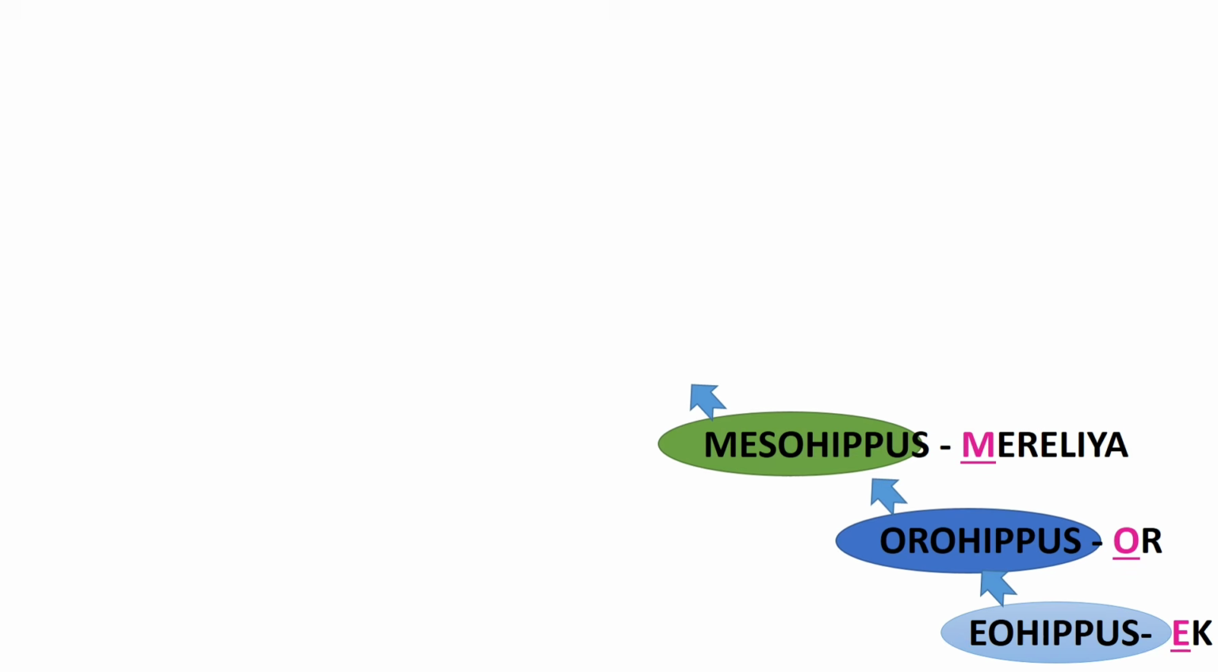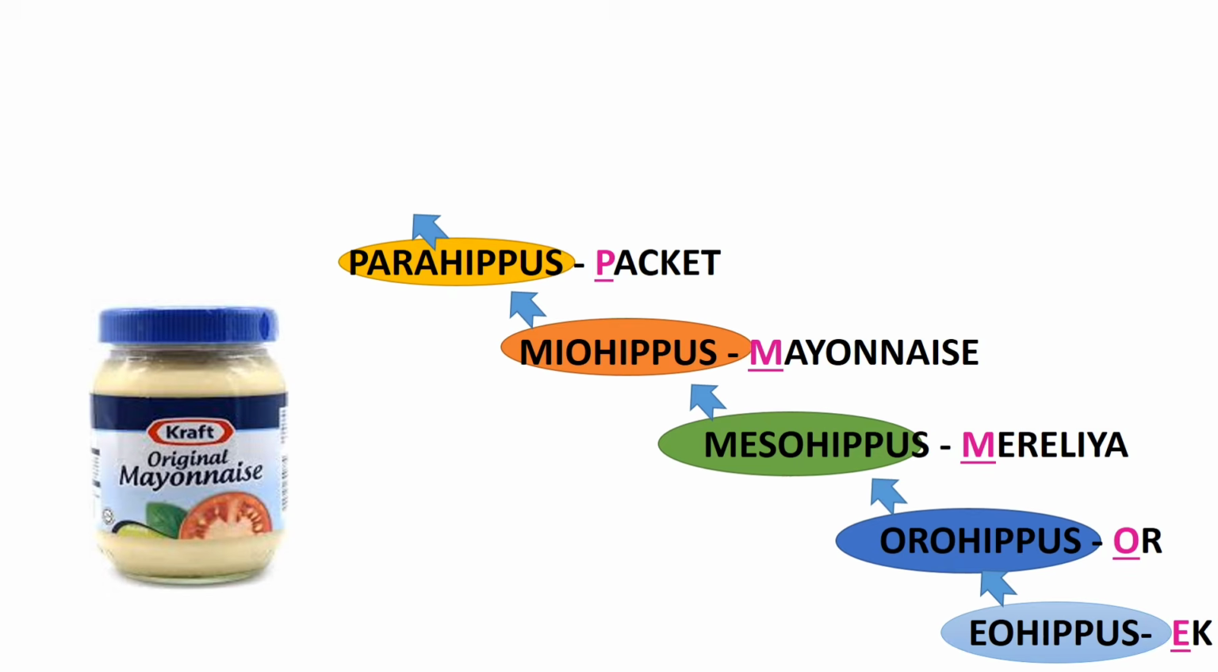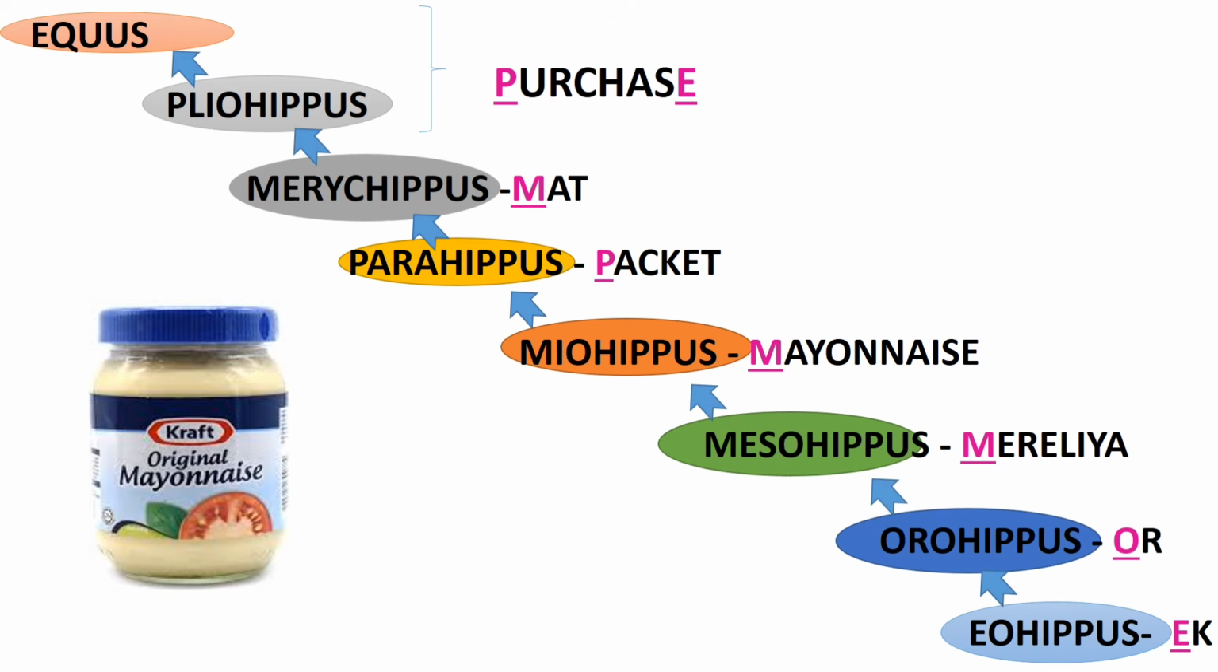Now let's discuss the tricks of evolution of horses. So first was Eohippus, then Orohippus, then Mesohippus, then Miohippus, then Parahippus, then Merychippus, then Pleiohippus, and then Equus. So here the trick is representing mayonnaise. You must have eaten mayonnaise with something. So the trick is related with mayonnaise.